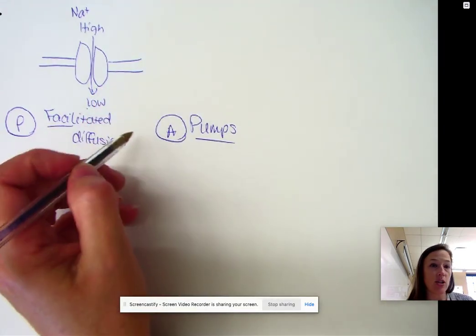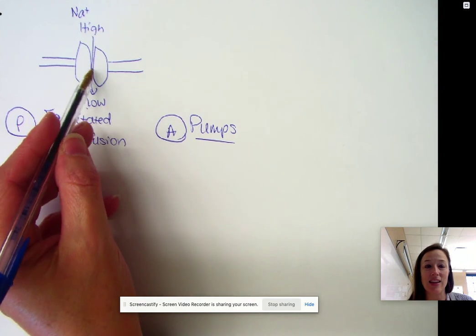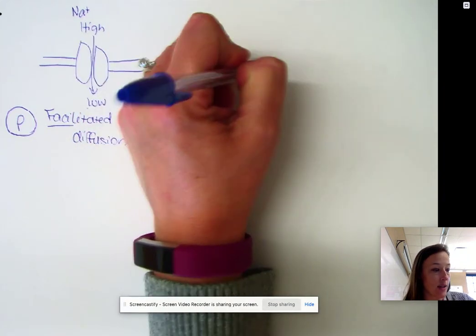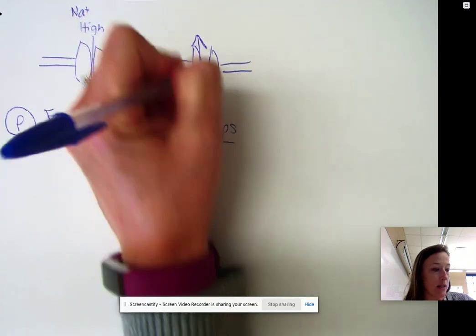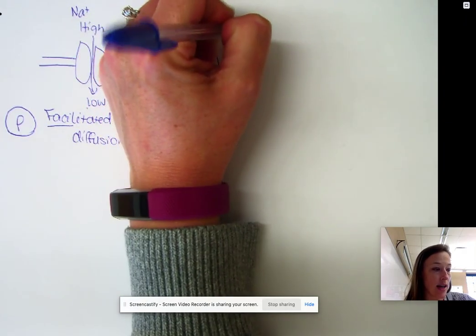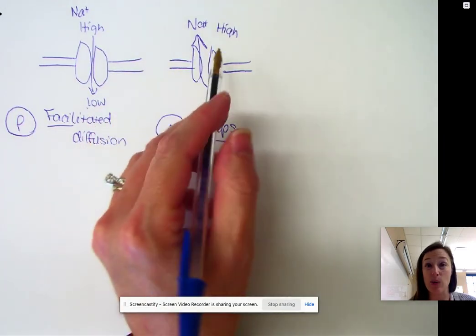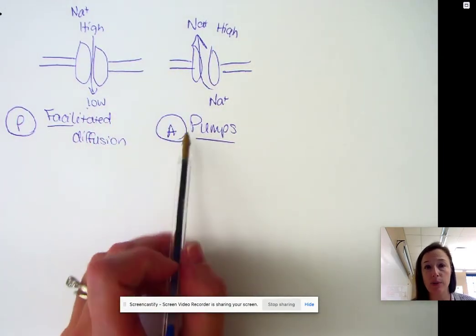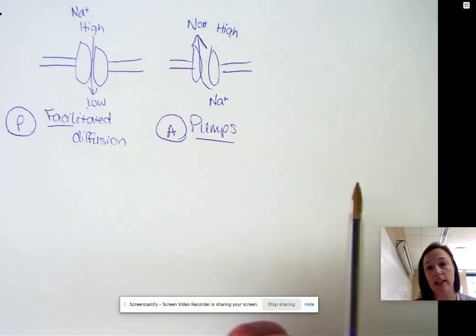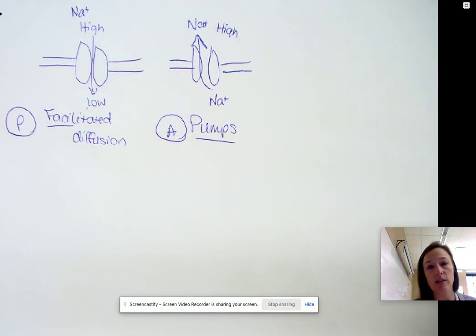And pumps are actually going to reset this, what we talked about in another video. They're going to reset this by pumping those sodiums back out, so there's still a high concentration out here. It doesn't really want any more sodiums, but the pumps say, I don't really care what you want. We need them out here so that we can do this process again later. So active transport is always about pumping to a higher concentration to set things up for later.